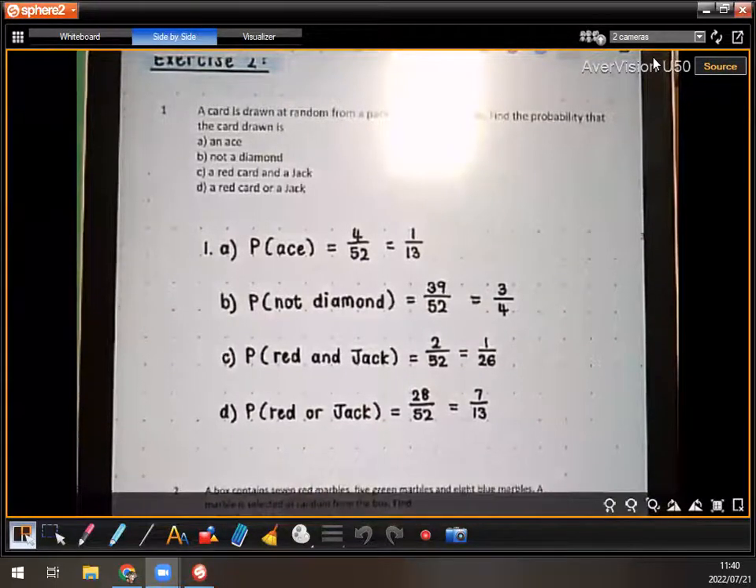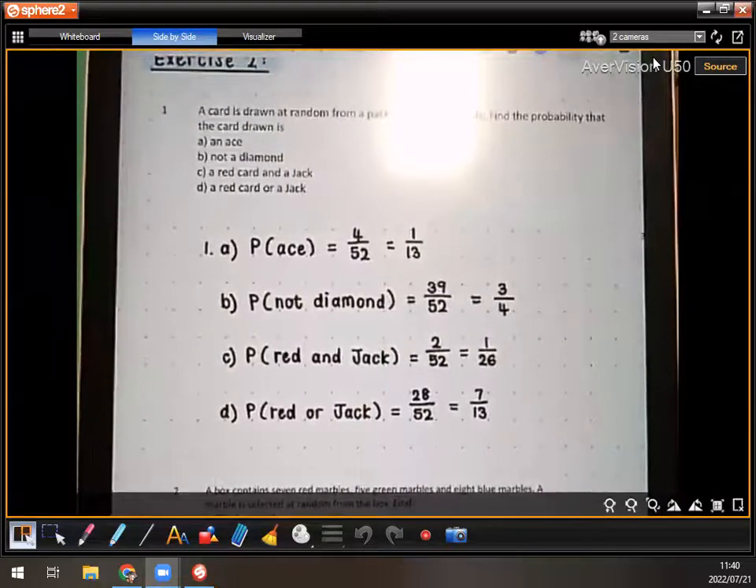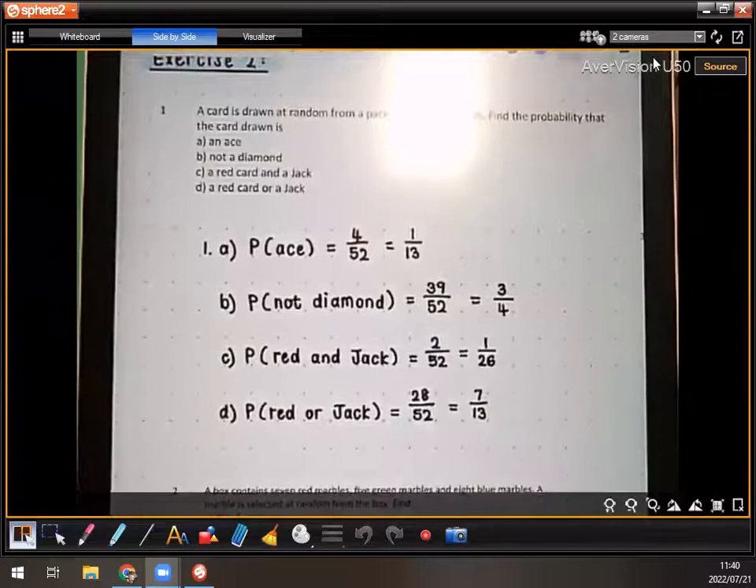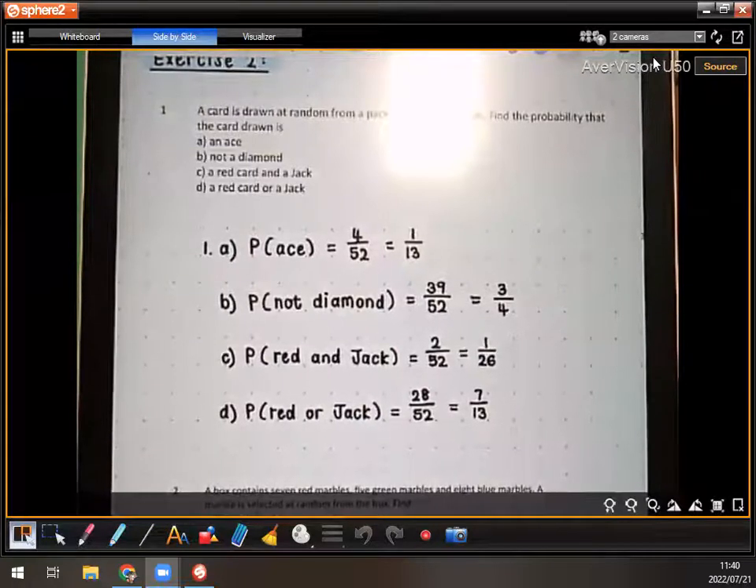If we're looking at the next one, red or jack, what is the probability that when you draw a card that is either a red card or a jack? Now there are 26 red cards, do we agree? And then there are 2 other jacks that aren't red. So that's why I say 28. All of those rules that we're going to write down just now are not for when it's just 1 thing being drawn.